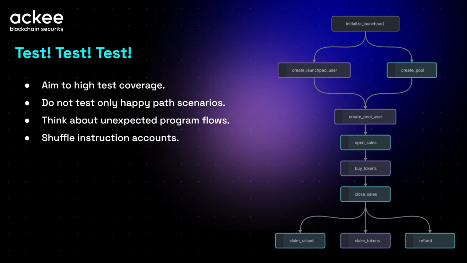In most cases, the projects test so-called happy path scenarios. So they basically verify that their program works as they would like it to work. For example, we have here a simple ICO, initial coin offering, and some launchpad workflow. The tests maybe cover this workflow, but not a case where the flow would be different.